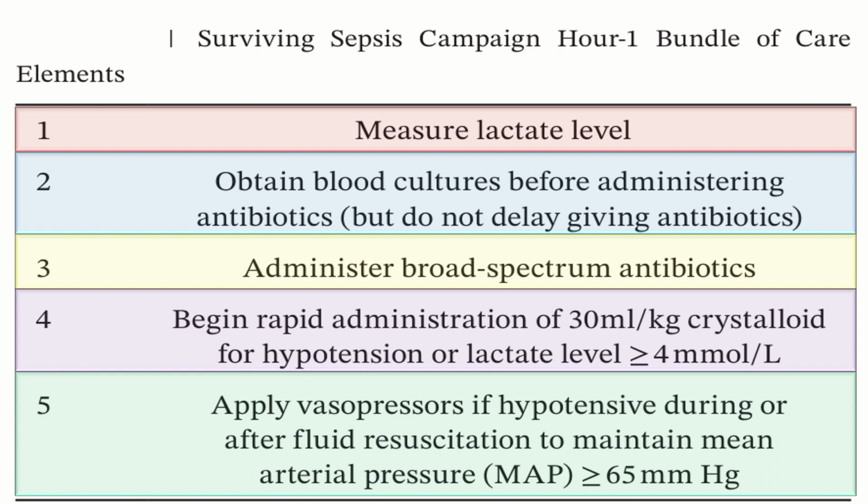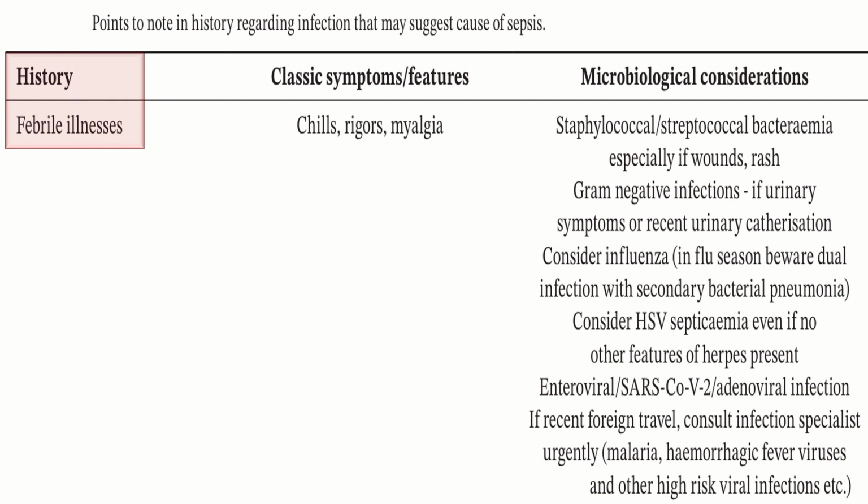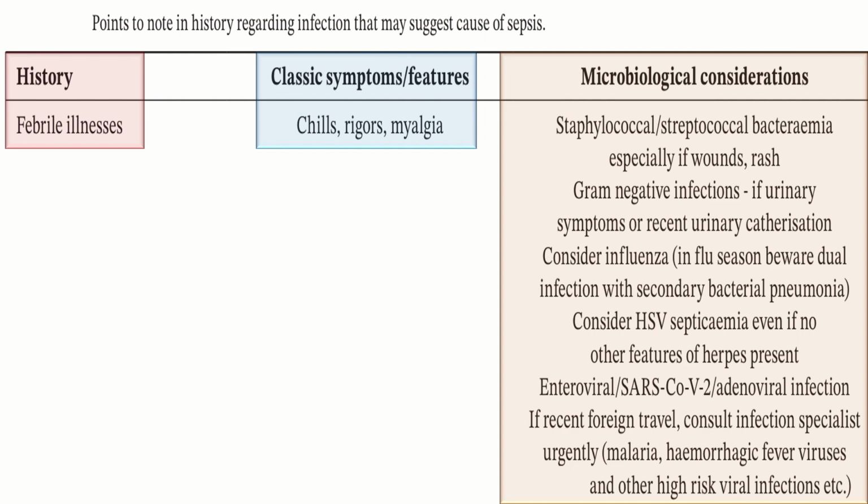Apply vasopressors during and after fluid resuscitation to maintain the mean arterial pressure of equal to or more than 65 millimeter of mercury. Now, points to note in the history regarding infection that might suggest the cause of infection include febrile illness, chills, rigor, and myalgia. And microbiological consideration includes staphylococcus, streptococcal bacteremia, especially if wound or rash is there. Gram-negative infections, consider influenza, HSV, SARS-CoV-2, adenoviral infections in these different conditions which are listed here.